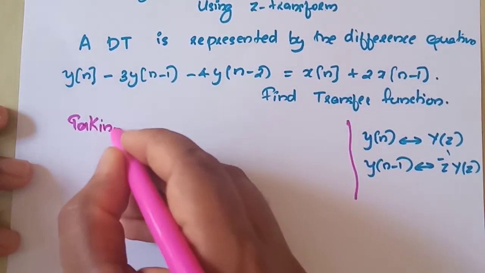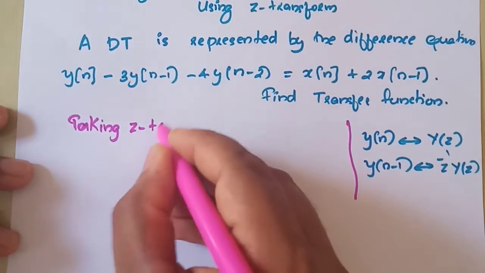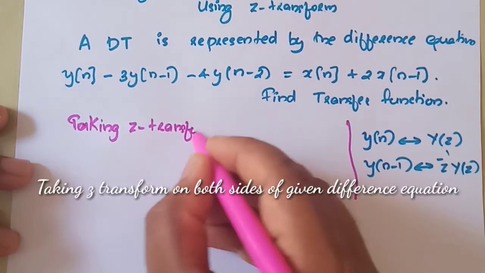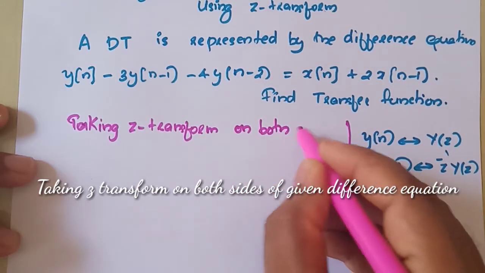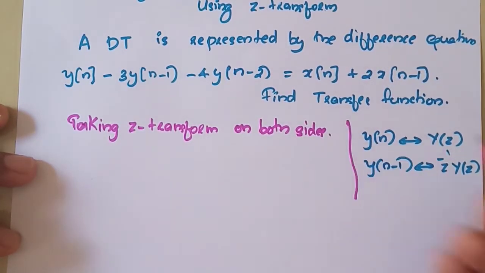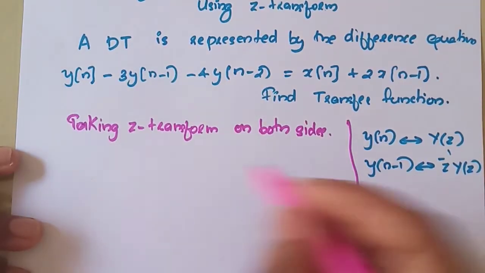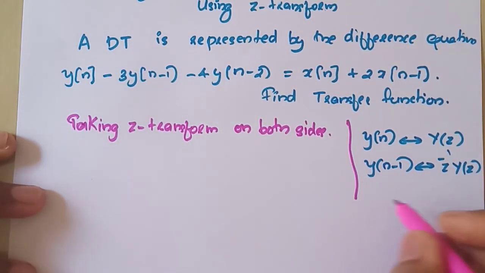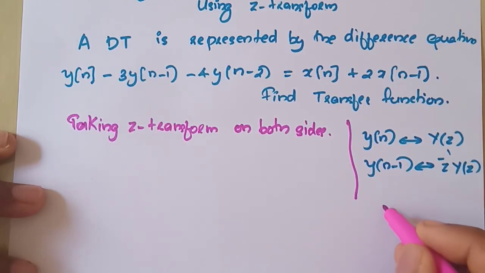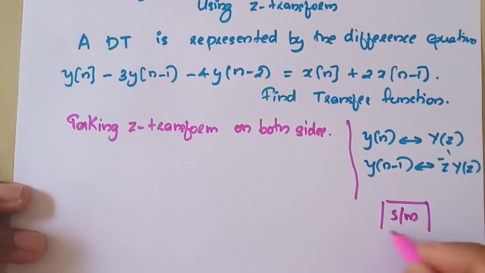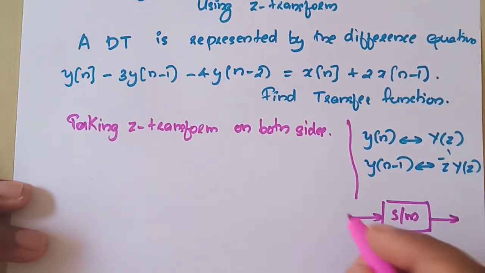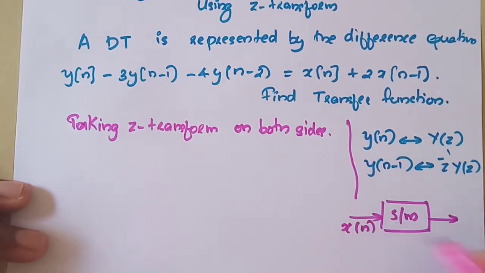We will apply the time shifting property to find the Z transform of the given difference equation. The difference equation is given in the question. Let us consider a system whose input is x of n, and output is y of n.